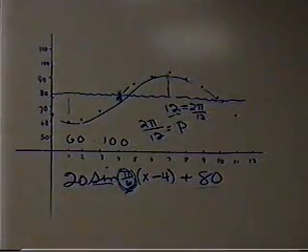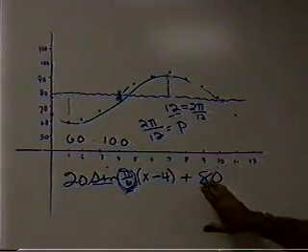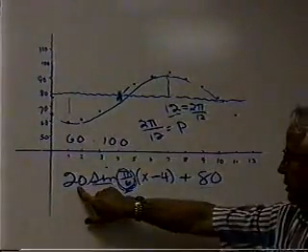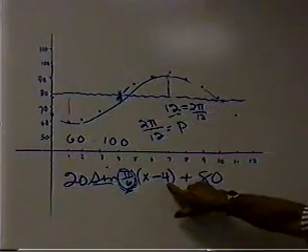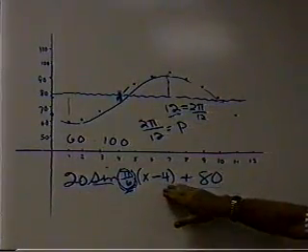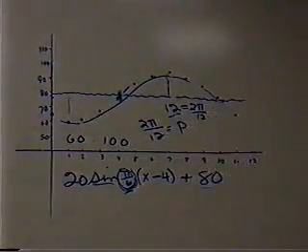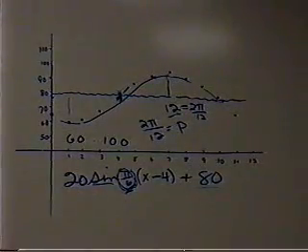All right, so that's how you can use these concepts of what this number is, what this number is, and what the shifting is to be able to come up with equations that satisfy data. All right, this concludes then the tape on graphing.